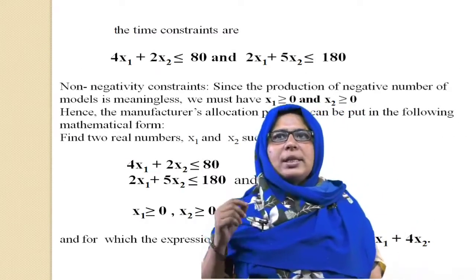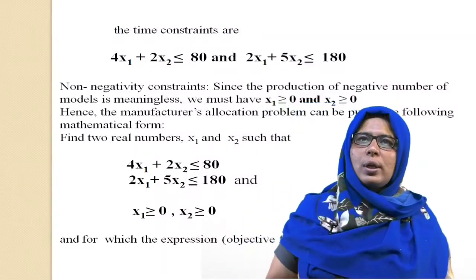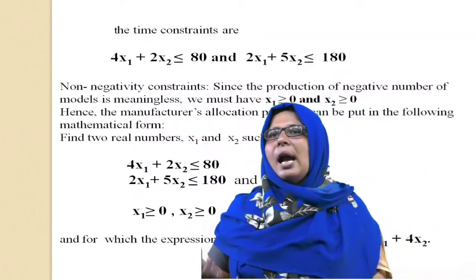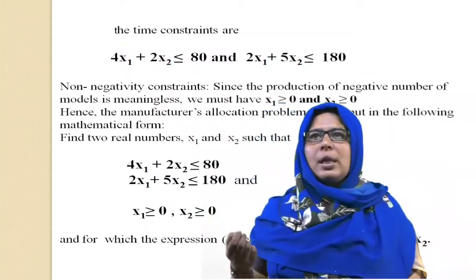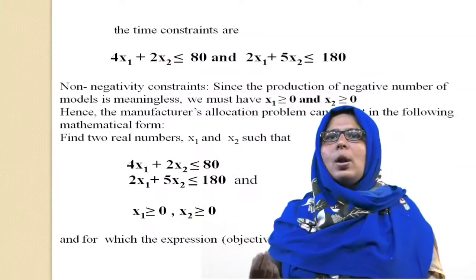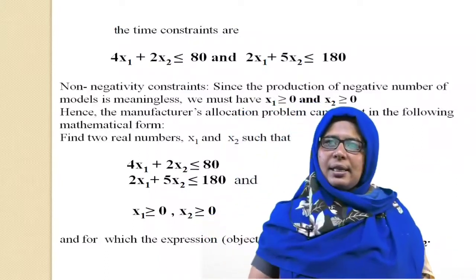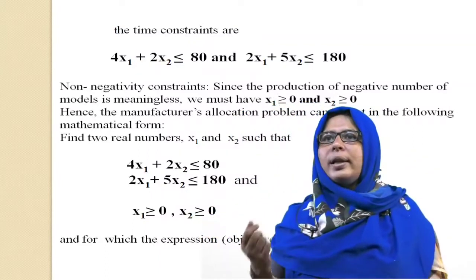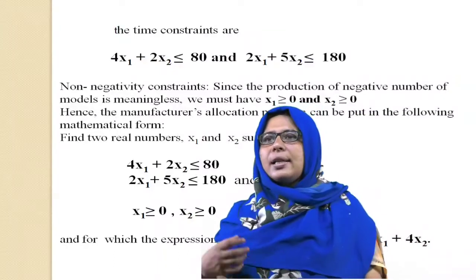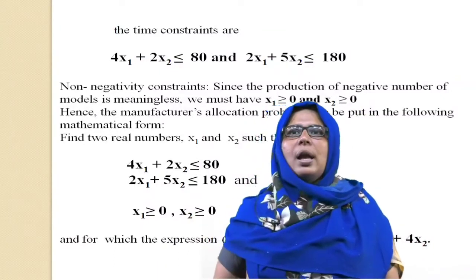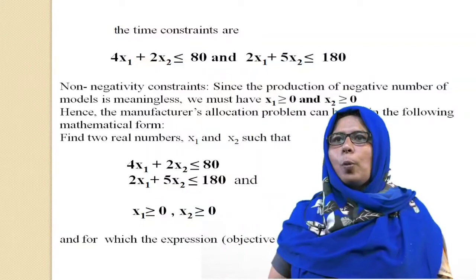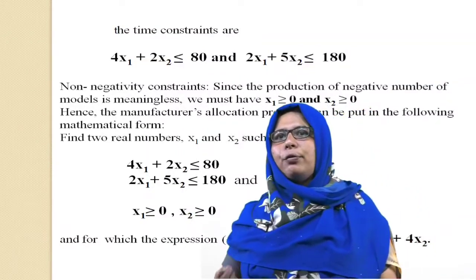The time constraints are 4x1 plus 2x2 less than or equal to 80 and 2x1 plus 5x2 less than or equal to 180. Non-negative constraints: since the production of a negative number of models is meaningless, we must have x1 greater than or equal to 0 and x2 greater than or equal to 0. Hence, the manufacturer's allocation problem can be put in the following mathematical form.